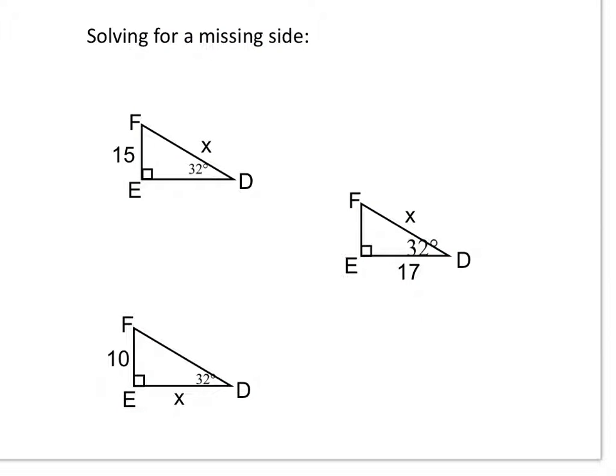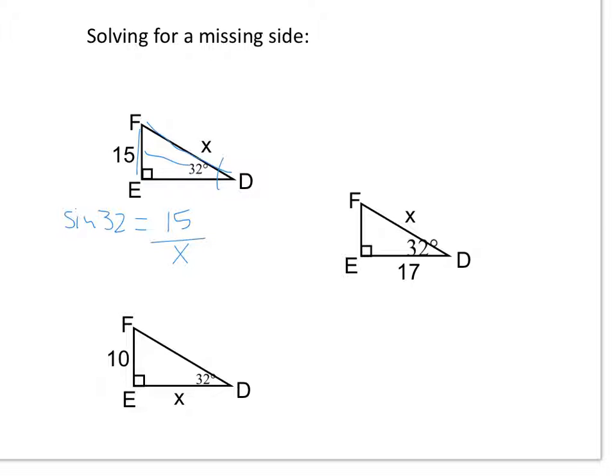So now we're going to look at 3 different examples, which is a slightly different setup, but we're still going to solve for a missing side length. So let's look at the first example. I'm given an angle, and I know the opposite side and hypotenuse. So opposite and hypotenuse goes with sine. So I will say sine of 32 equals opposite over hypotenuse.